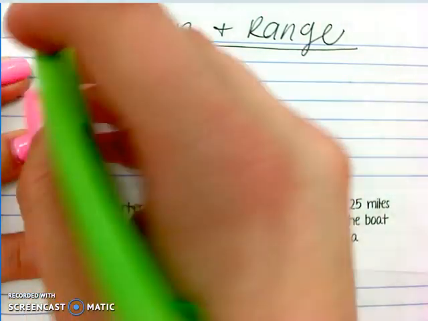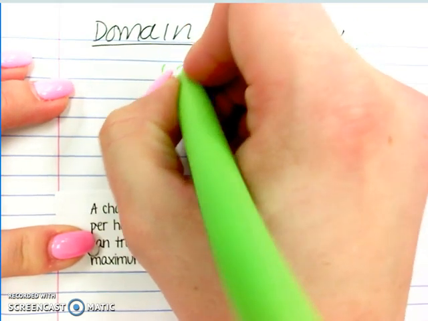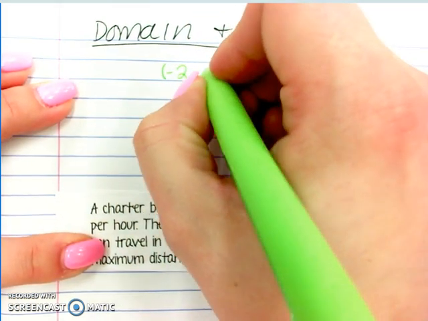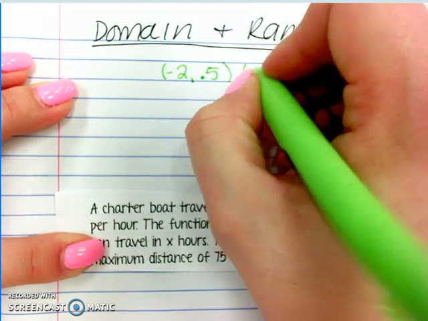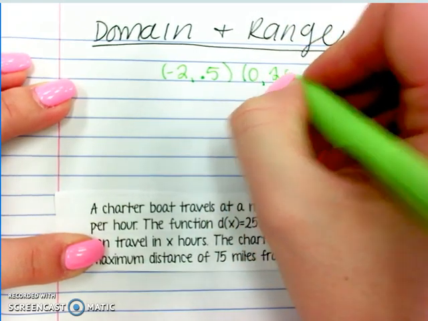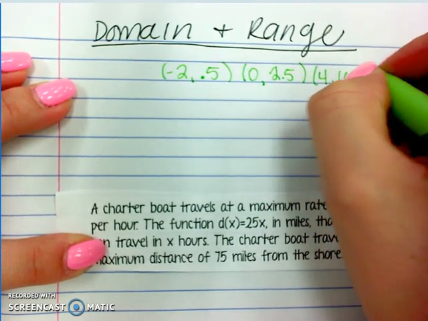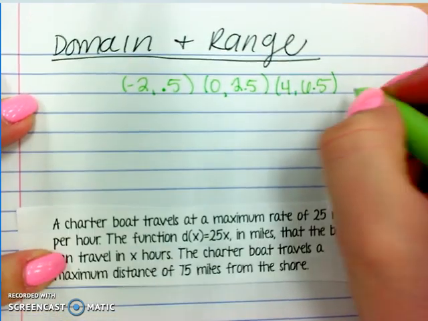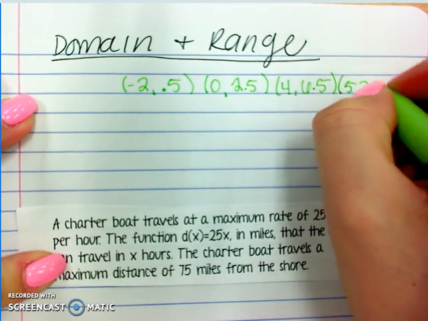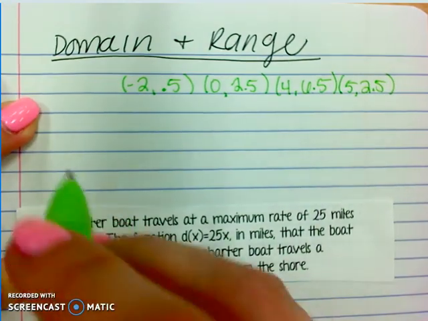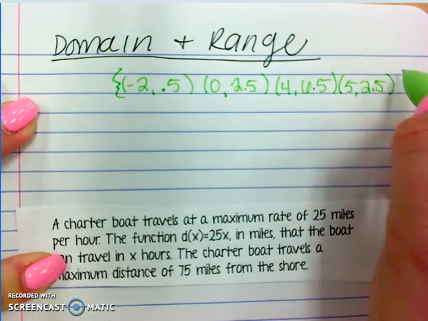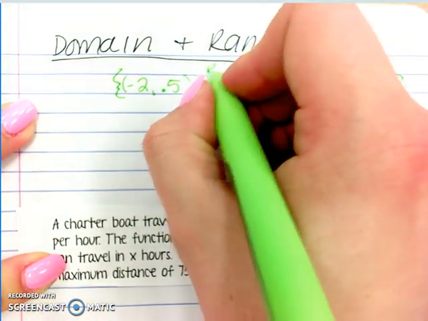To look at that, I'm going to give you ordered pairs: negative 2, 0.5; 0, 2.5; 4, 6.5; and 5, 2.5. Now all of these ordered pairs together are called a relation.